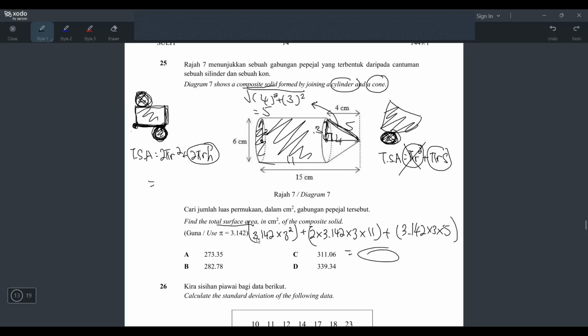Okay, let's press inside my calculator all this. I will tekan sekaligus. If you are scared, you can press all the brackets lah. Plus 2 times 3.142 times 3 times 3 plus 3.142 times 3 times 5. My calculator gives me 282.78 for my final answer. So ada jawapan? Ada. So itu jawapan dia.